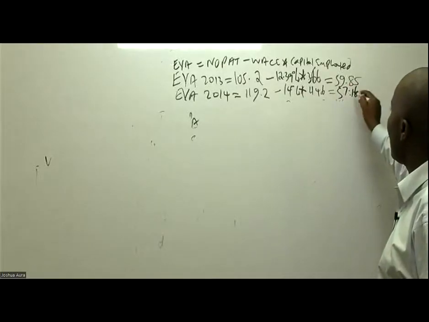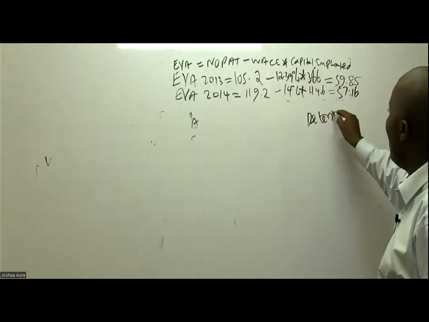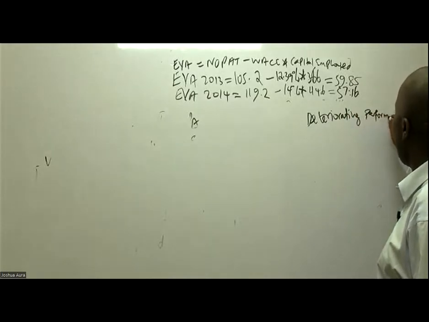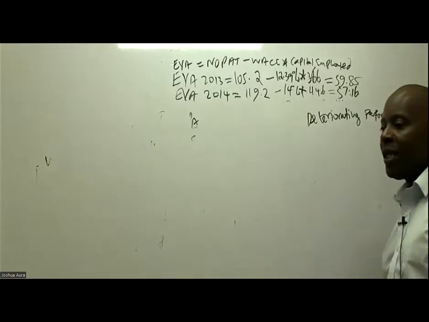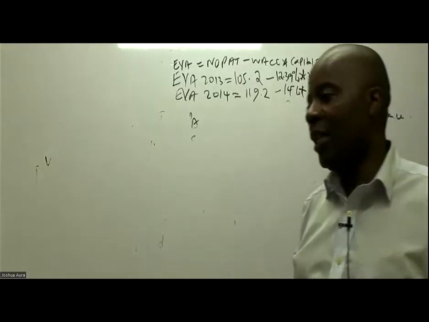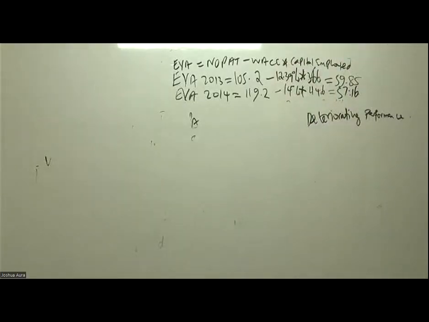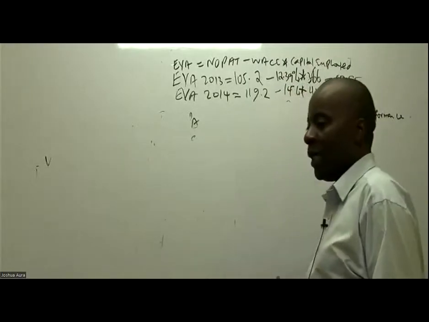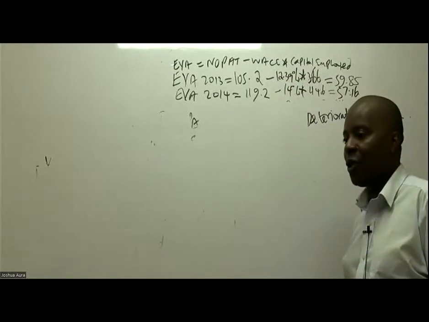57.16, of which you can see a deteriorating performance. When EVA reduces, that is bad in terms of performance. You can see EVA of the previous year was higher. The economic value added for 2014 was lower. That is a sign of deterioration of performance.